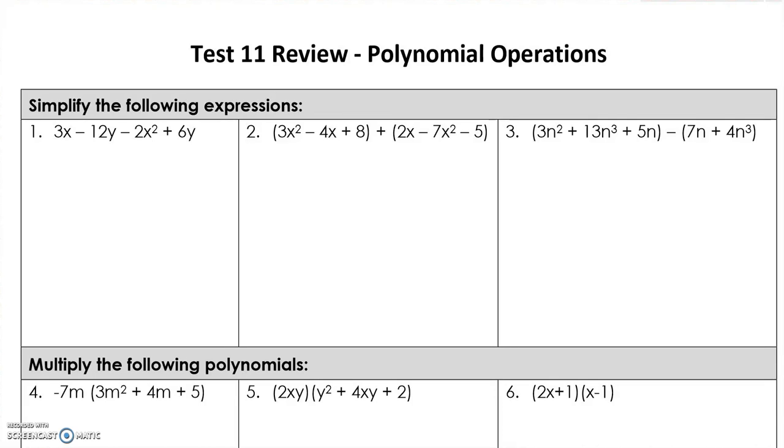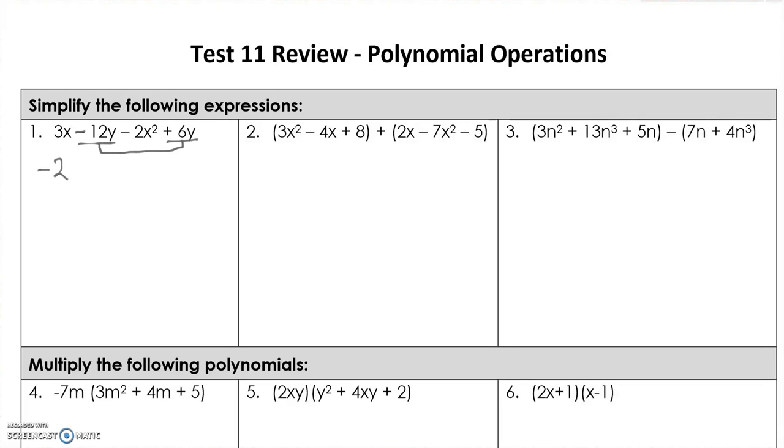So we want to look for any terms that have the same variable part and combine those either through addition or subtraction. In this case, we've got a negative 12y. You would think of this minus sign as combining these two terms as a negative term plus that 6y there, and those two would combine to equal a negative 6y.